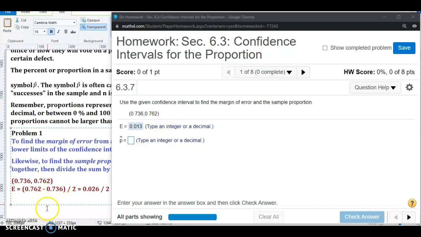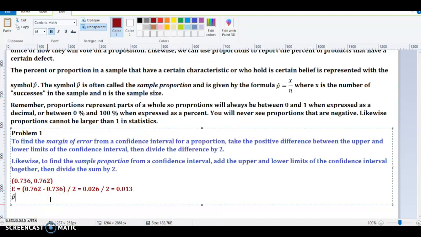Okay, and we can obtain that from our interval by adding together the upper and lower limits of our interval, and then dividing the sum by 2. Remember, we did this in the previous section, when we talked about confidence intervals for the population mean. So it's a similar concept, except that we're finding the sample proportion rather than the sample mean.